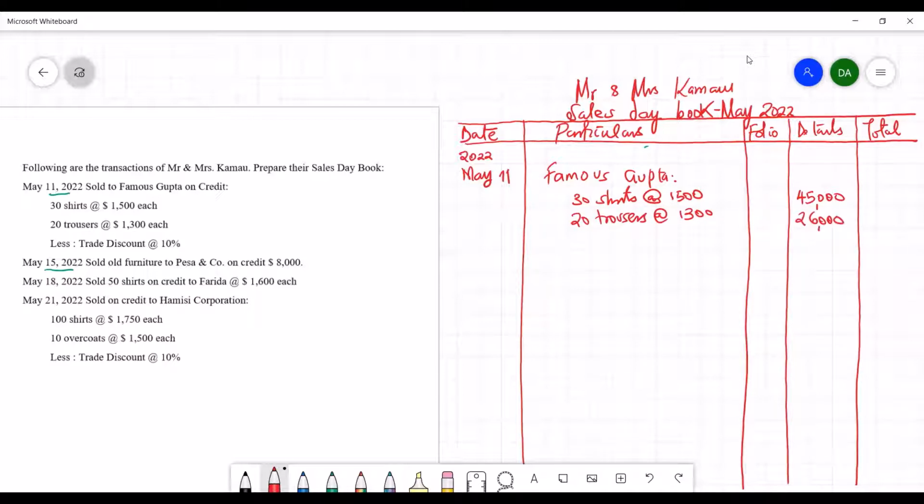The next transaction is the discount. Now we need to get the total, and then let's discount from that total. Discount is 10%. So we have 45,000 plus 26,000. That should give us 71,000 times 10%. It should give us 7,100 as the discount. So the total there is therefore going to be 71,000 minus 7,100, and that is equal to 63,900.